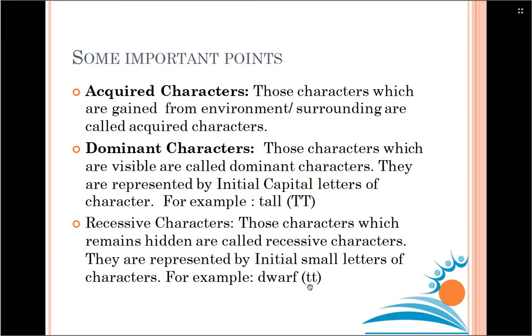Now recessive character means, as I told you before, when you cross two individuals with tall and dwarf characters, then the offspring will be either tall or dwarf. Both characters are not visible at the same time. So if we assume tall as the dominant character, then the other character, dwarfness, will be hidden. Those characters which remain hidden are called recessive characters, and such characters are represented by the initial small letter of the dominant character. For example, between tall and dwarf, we have already considered tall as the dominant character. So the recessive character is represented by the small initial letter of the dominant character.